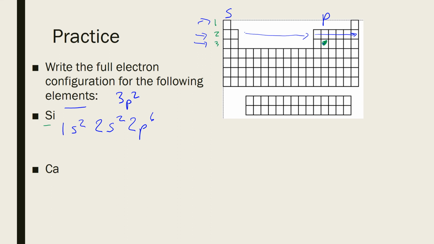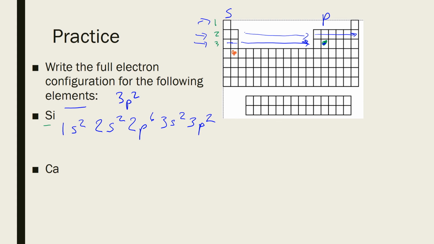Come back to the next row. Now we're in row 3 and the S block. We know we're going to use both of those because we're going all the way across, so 3s2. Then we go over, and now we're at P, still in row 3. It's the P block, and it's 2 elements in, so 3p2. There's silicon.